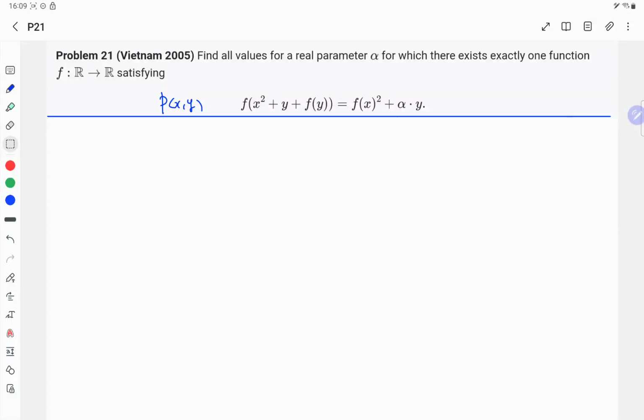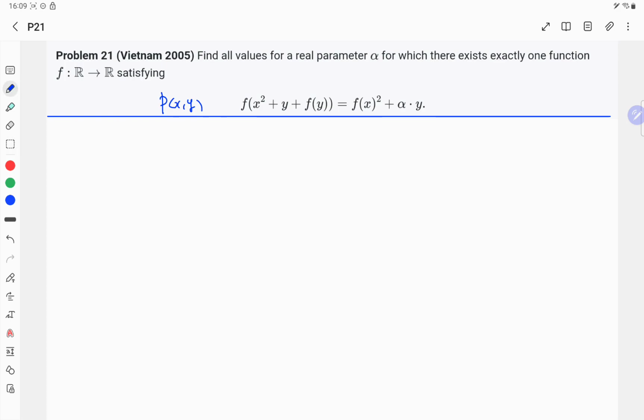Let's take a look at another functional equation. It says: find all values for real parameter alpha for which there exists exactly one function f from real numbers to real numbers satisfying f of (x squared plus y) plus f of y equals f of x, quantity squared, plus alpha times y. Okay, so actually we consider two cases.